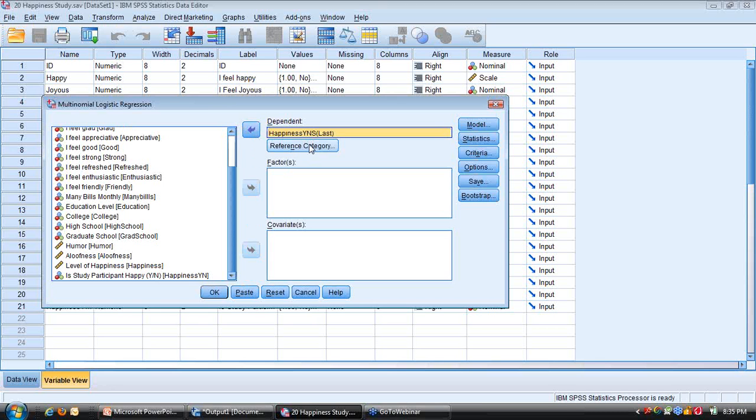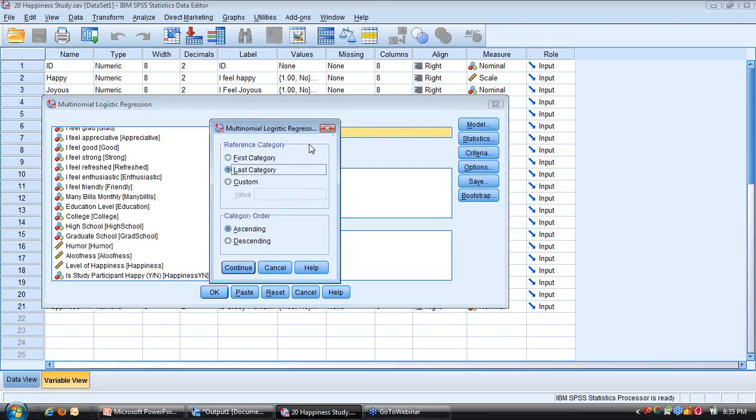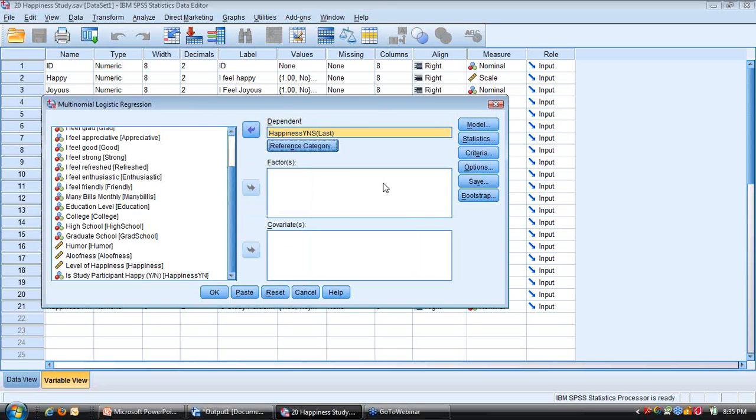But here's the trick. Since you have more than 2 categories, there's a reference category within the dependent variable. You can open reference category and select the last category, the first, or pick anyone in between. By default, it picks the last, which is fine with us. That's the happy yes. You'll see in the interpretation what I mean about the reference category within the dependent variable.